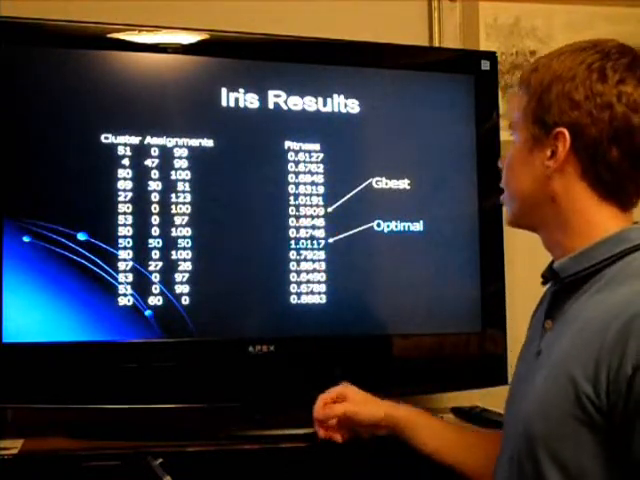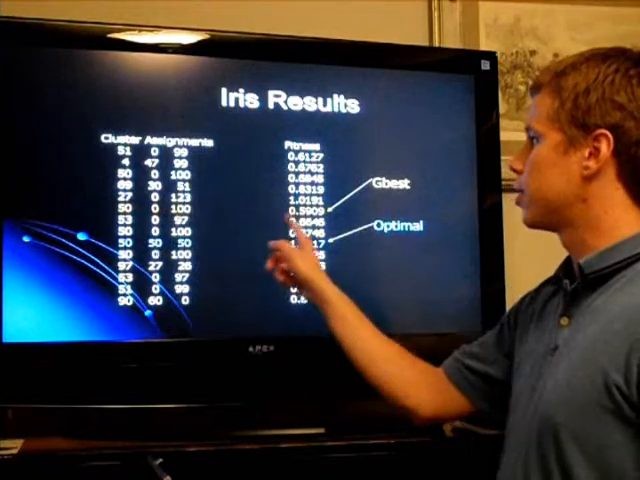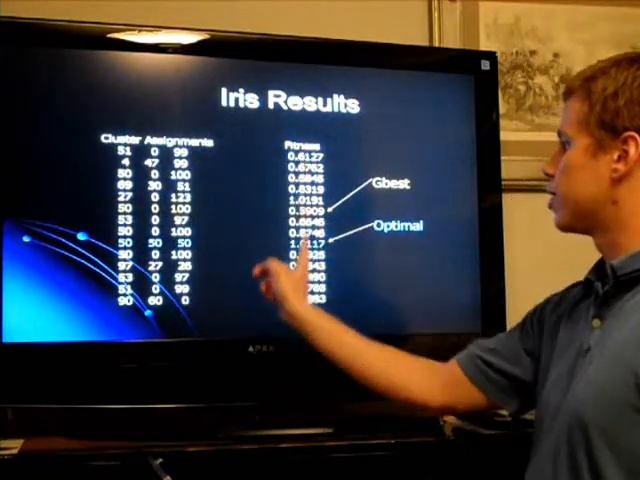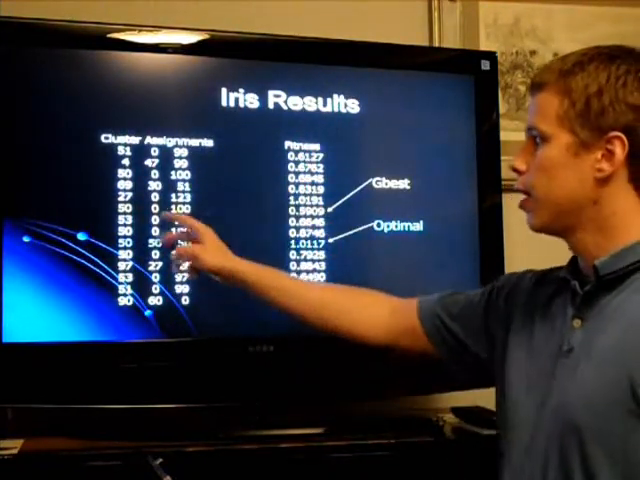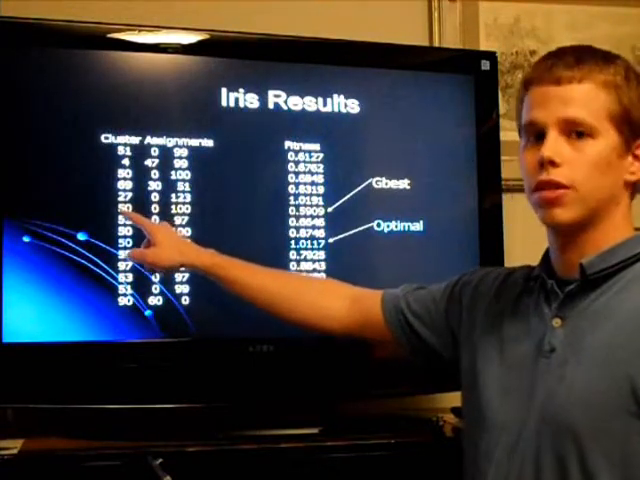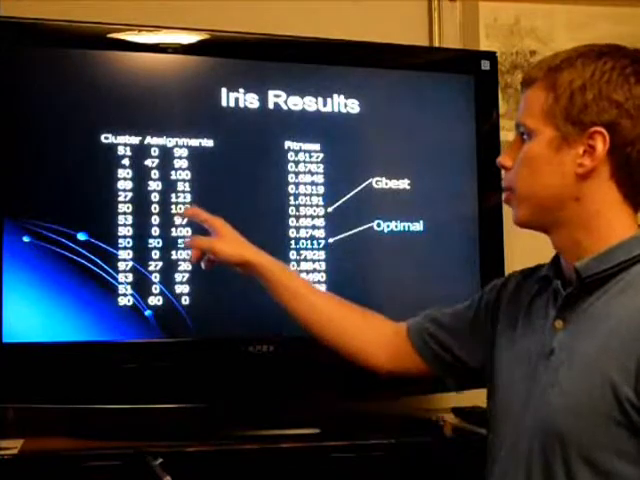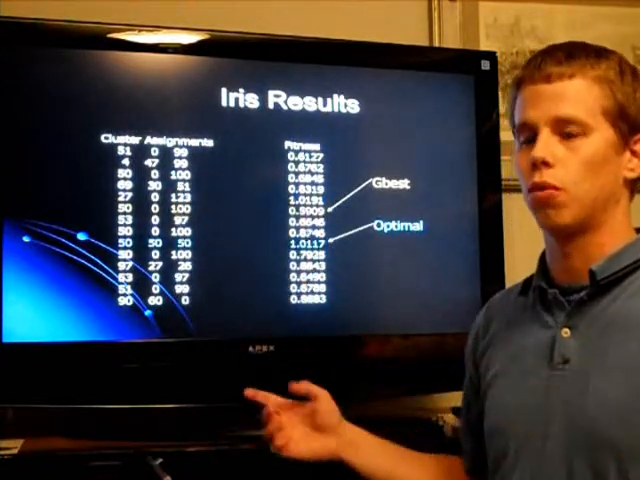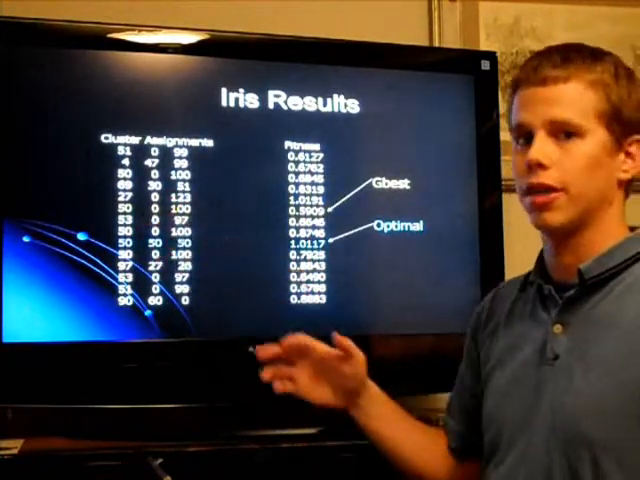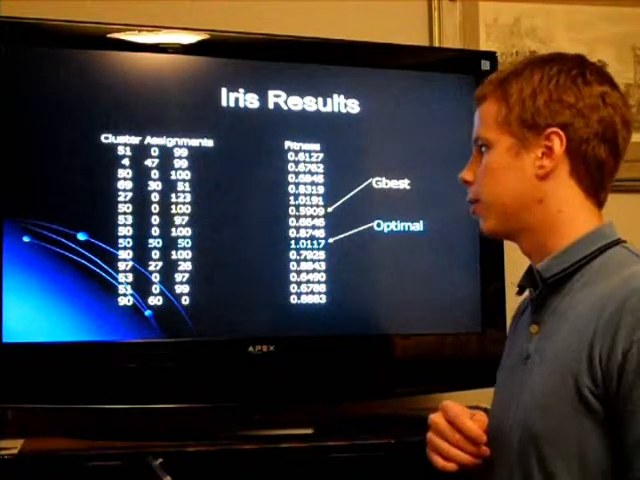So as you can see, this is the g-best. It has the lowest fitness out of this column. And like I said before, it separates the first linearly separable group into its own category, but lumps all the other two into one big category and puts nothing in the second category.